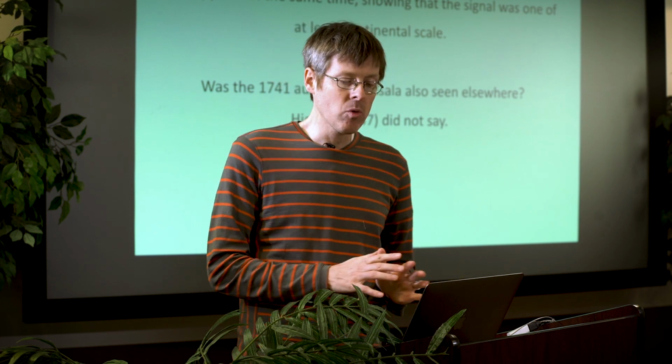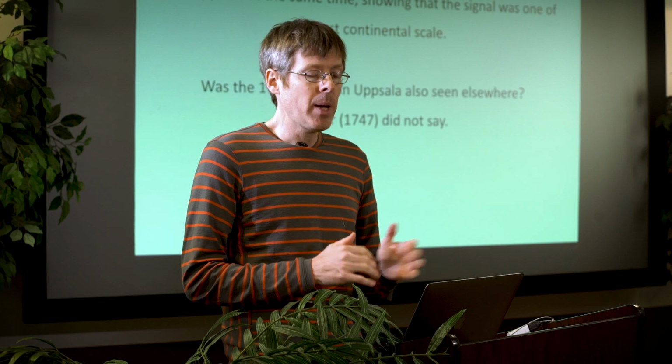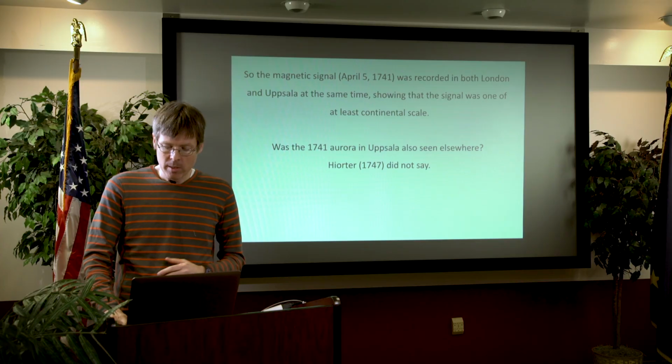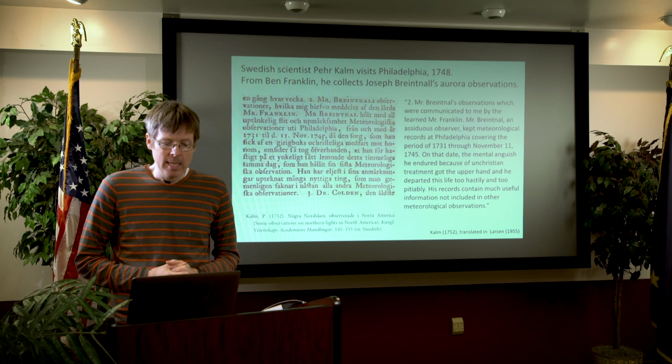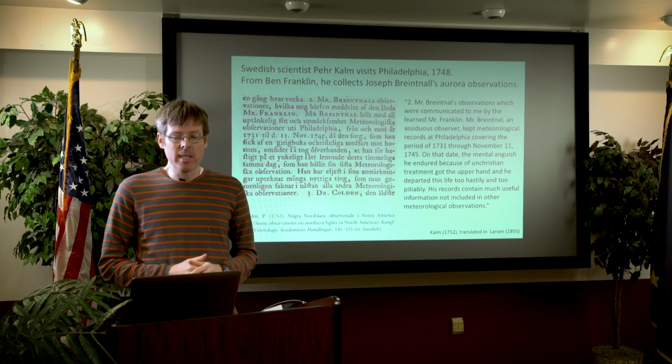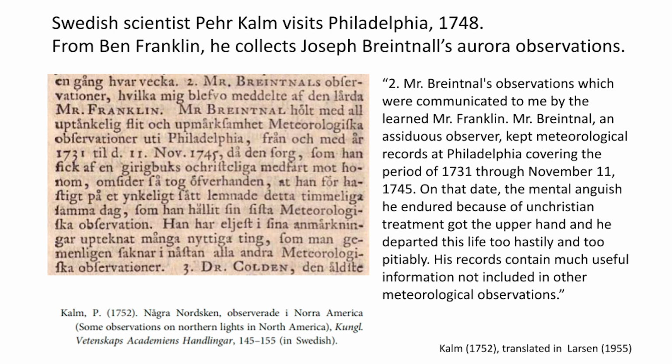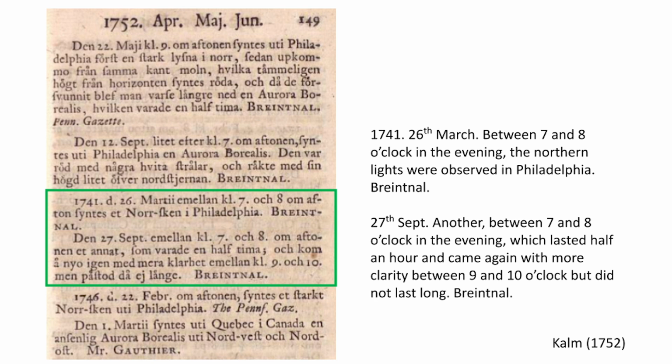Was the 1741 aurora in Uppsala also seen elsewhere? The paper by Hjorter did not say, but we can dig up more and answer that question. In 1748, a Swedish scientist, Per Kalm, visits Philadelphia, and from none other than Benjamin Franklin, he collects someone's observations from Philadelphia about aurora observations. And we'll see, this is again published in Swedish, but the translation from 1741 of these aurora observations from Philadelphia, there are two entries, one on March 26th and one on September 27th.